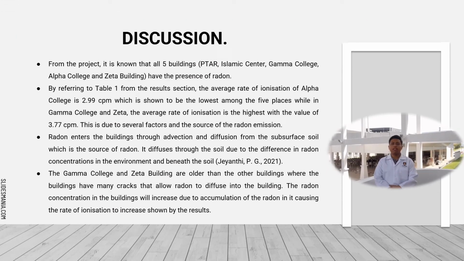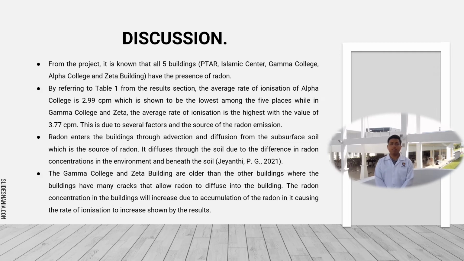From the project, it is known that all the 5 buildings, Pita, Islamic Center, Gamma College, Alpha College and Zeta building have traces of radon. By referring to table 1 in the result section, the average rate of ionization of Alpha College is 2.99 CPM, which is shown to be the lowest among the 5 places, while in Gamma College and Zeta, the average rate of ionization is the highest, with a value of 3.77 CPM.